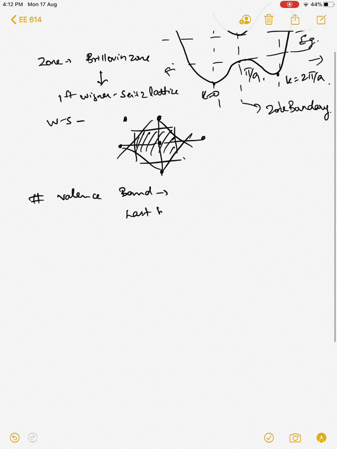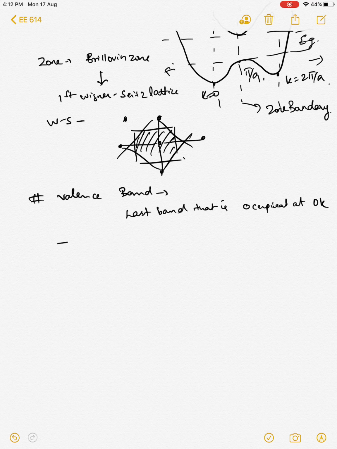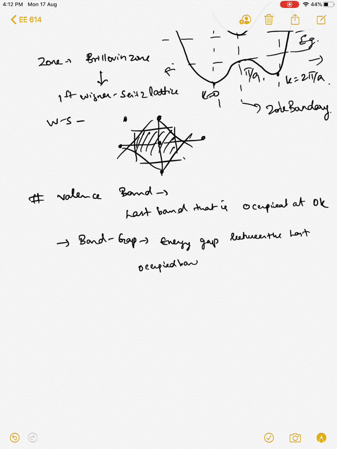Is the last band that is occupied at 0 Kelvin, right? And the gap between this last band and the next band is called a band gap. This is the energy gap between the last occupied band and the next.